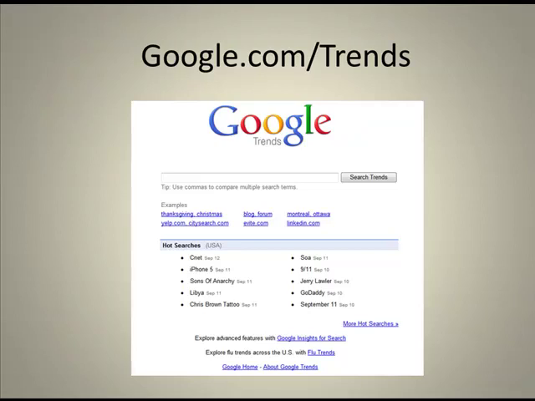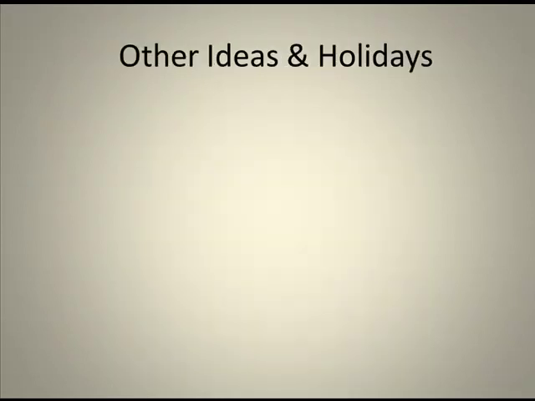And then you can also click on the more hot searches you see there at the bottom right corner, and you can actually come up with some ideas for additional hot trends that people are looking for in Google right now, pretty much up to the day. So it does a really good job of giving you coverage of what's hot, what's trending, and those types of things. So here's some other ideas and holidays that you could theme your website around.